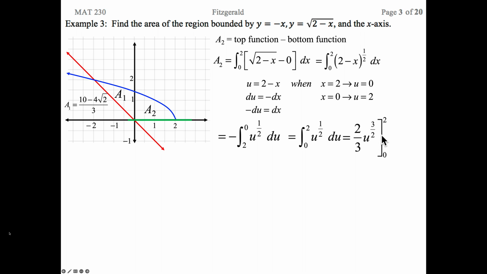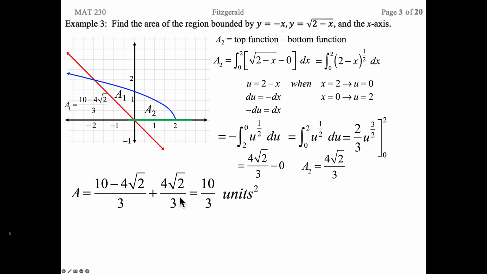Substitute in the 2. Wait a minute, that's the exact same value we had earlier when we plugged in the 2 for A1. So again, go back and check that value. It was 4 square root of 2 over 3. Plug in the 0, that's 0. So the area of A sub 2 is 4 square root of 2 over 3. So now we can add these two together. Well, that minus 4 radical 2 plus a 4 radical 2 will cancel these two out and give me 10/3 units squared.